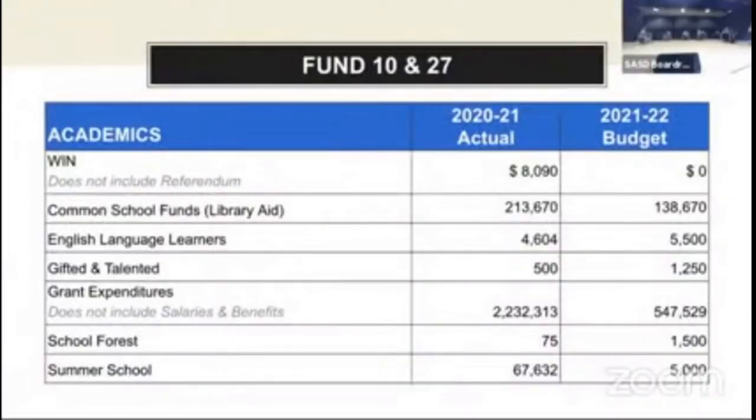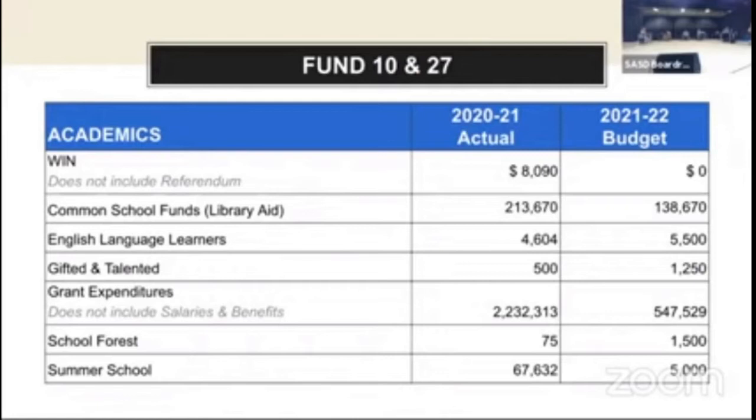Our academics budget, the first line item is for WIN. We do spend much more than $8,000 on WIN, but last year, the majority of WIN was funded through the operating referendum. And this year's budget, WIN, we are incorporating into Fund 80, which we'll touch on later. Then we have our Common School Fund spending that's correlated with our aid.